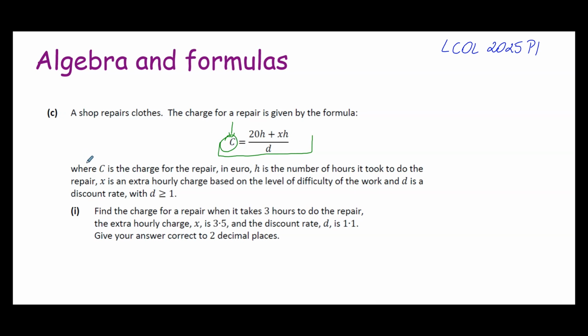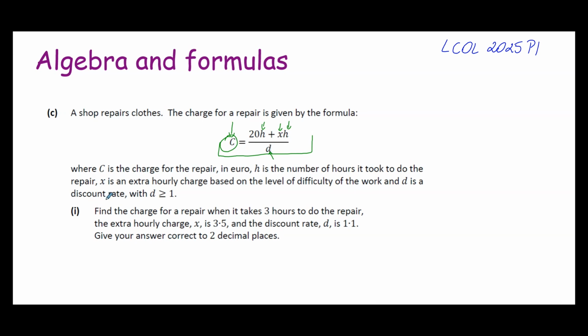Here they are saying where C is the charge for the repair in euro. H, so this 2H, is the number of hours it took to do the repair. Fair enough. And then we have X, so another letter here. X is an extra hourly charge based on the level of difficulty of the work. We can understand that's only fair. If we are giving something that is really, really difficult to work on, sure, they should charge us extra. And D is the discount rate. Oh, look at that, they are also giving us a discount. Maybe they like us.